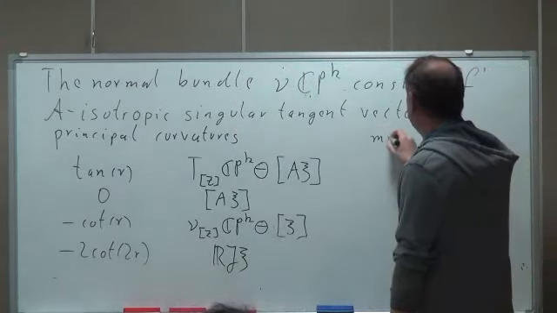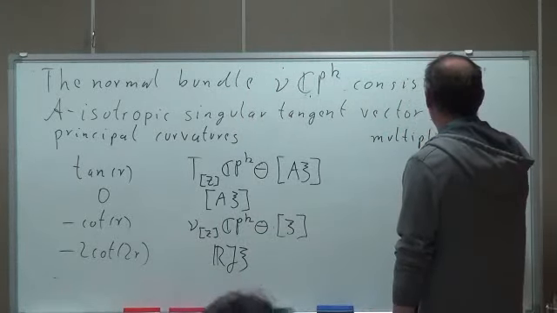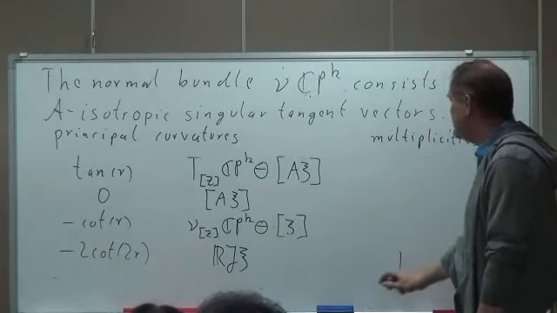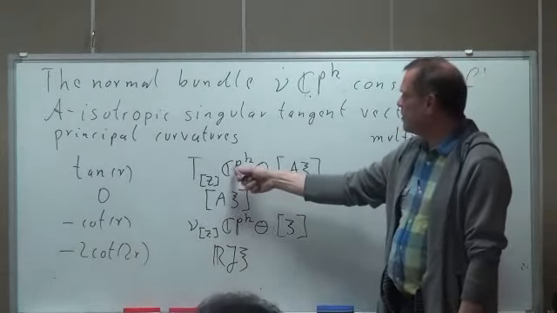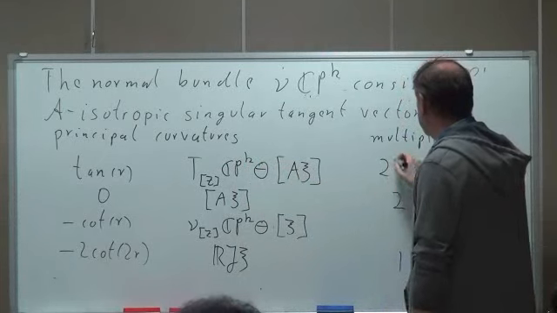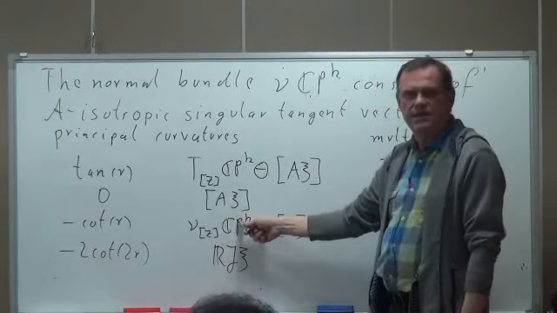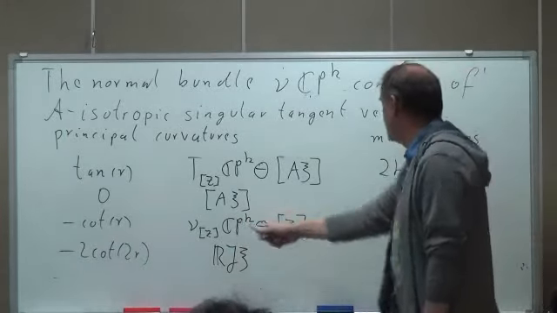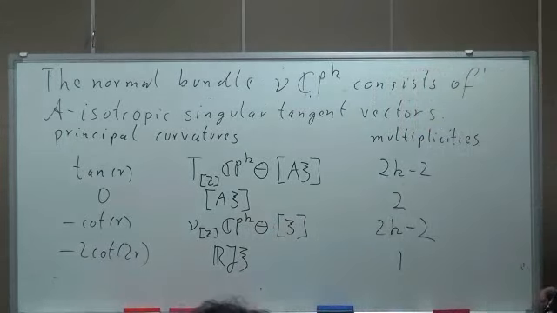So here we can work out the multiplicities. In the last one, that's 1. This is a complex line. This is 2. This is the dimension of CPK minus 2, so that's 2k minus 2. And that's the dimension of the normal space, 2k minus 2 minus 2k minus 2, so 2k minus 2.